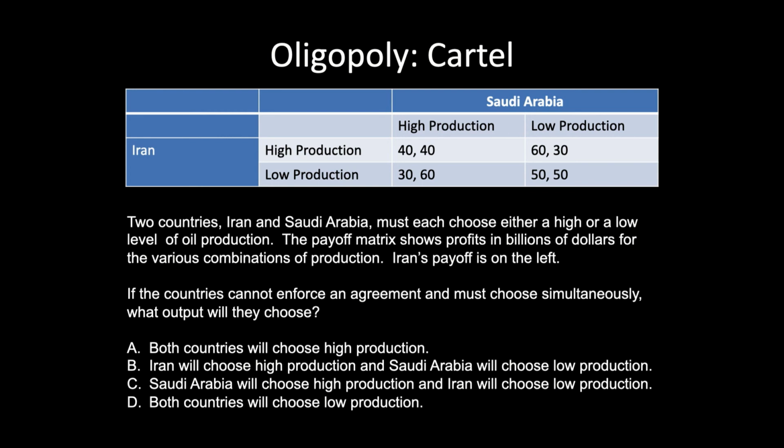The payoffs in the table show that regardless of what the other country is doing, a country can increase its own profits by producing at a high level. So each country has a dominant strategy to cheat on the cartel agreement. Both countries will choose high production.